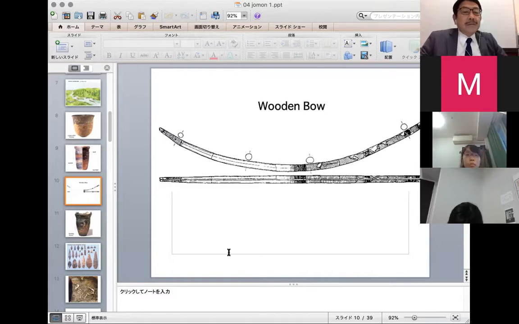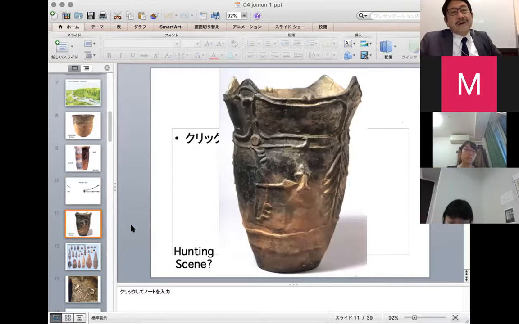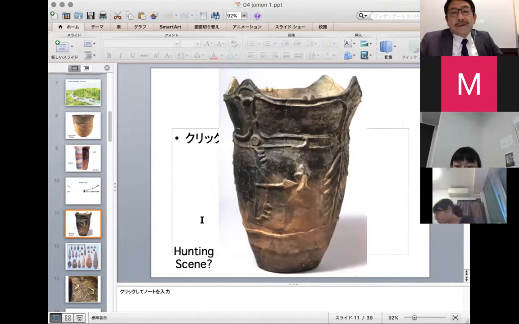So pottery and the bow and arrow system changed their lifestyle so much. They did hunting, of course, but not so much as in the previous time. And they were living more on the plant resources now. And here's a very rare case of Jomon pottery decoration. Jomon people hardly depict real things on the surface of the pottery. They always go for abstract patterns. But some of the very limited ones would show something like this.